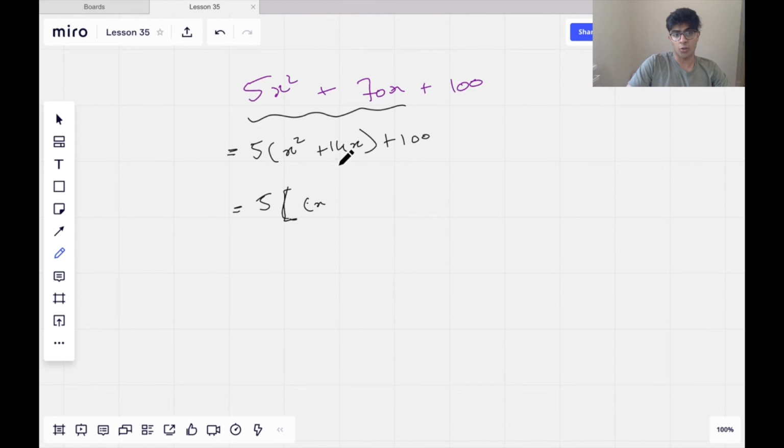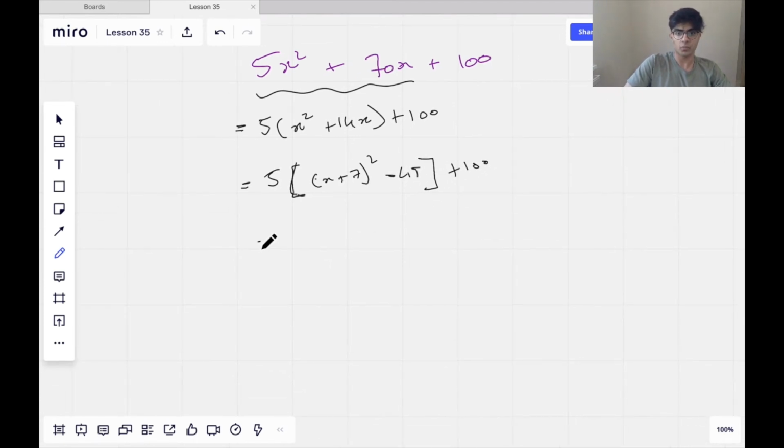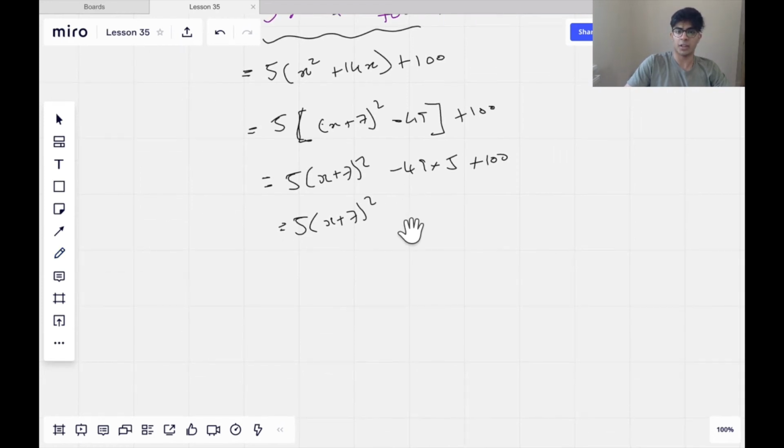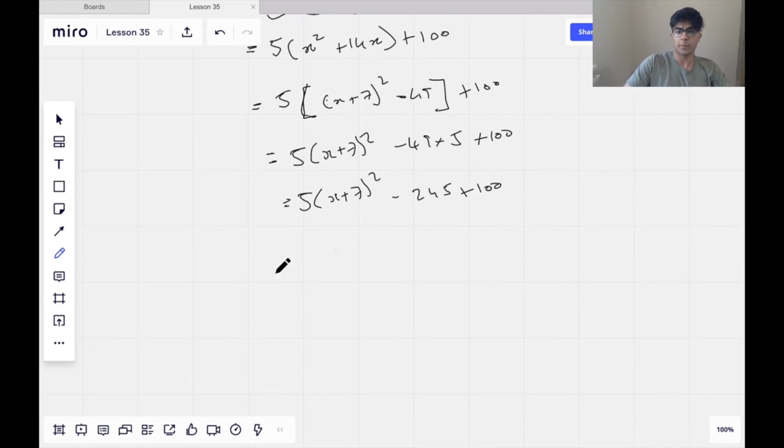We go x plus half of 14, which is plus 7, square that whole thing, minus 7 squared, minus 49, close the brackets, plus 100 out here, which comes out to 5, x plus 7 squared, minus 49 times 5, plus 100, which is 5, x plus 7 squared. 49 times 5 is, 50 times 5 minus 5, which is 245, plus 100. So, and then minus 145. There we go.